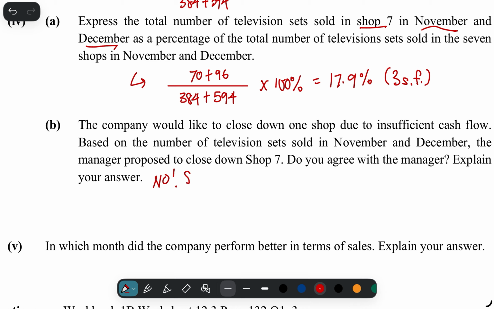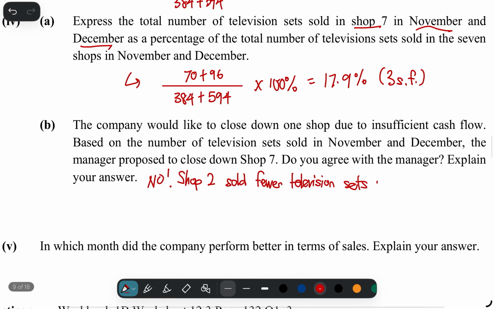Shop 2 sold fewer television sets in November and December than shop 7. Okay, and this is the answer for part B over here.